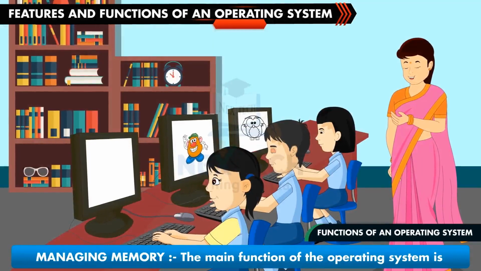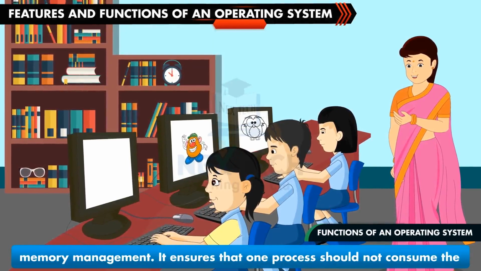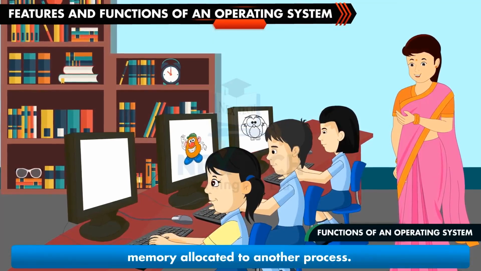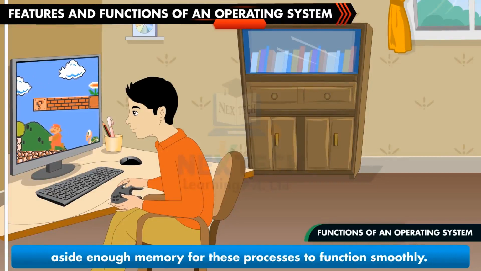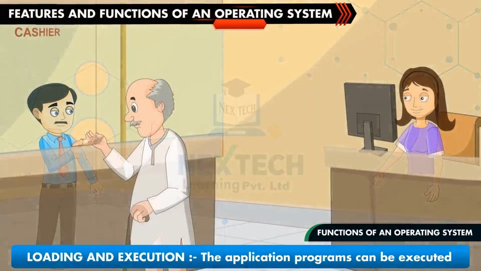Managing memory. The main function of the operating system is memory management. It ensures that one process should not consume the memory allocated to another process. The OS defines the amount of memory needed by each program and sets aside enough memory for these processes to function smoothly.